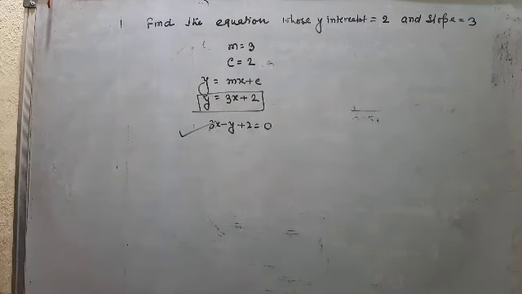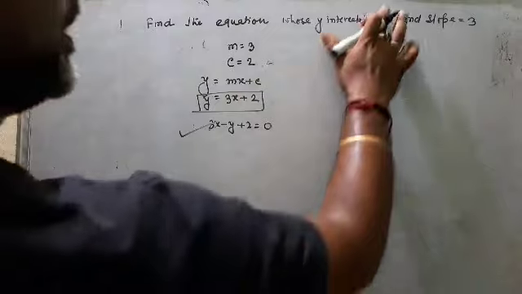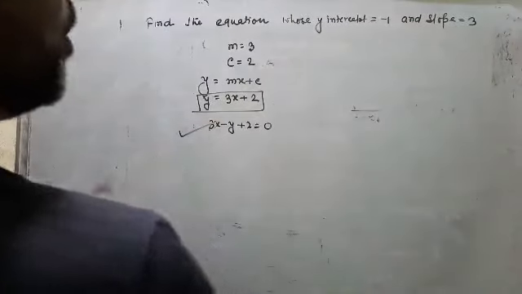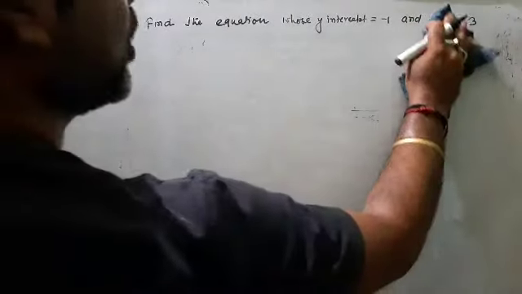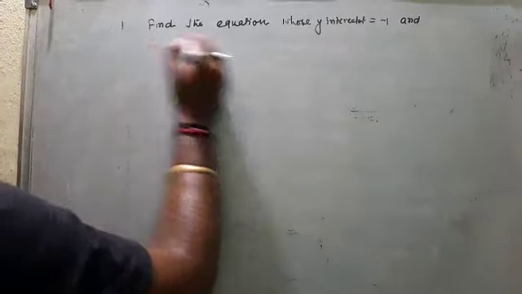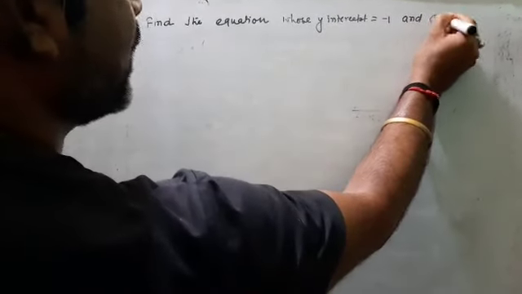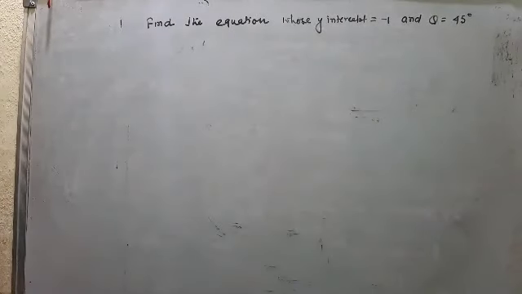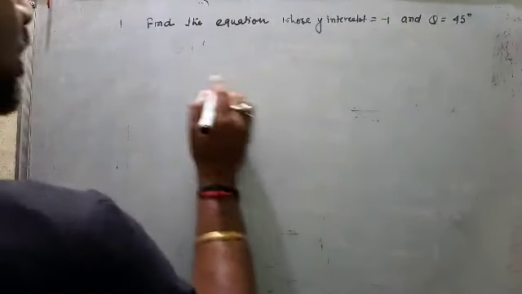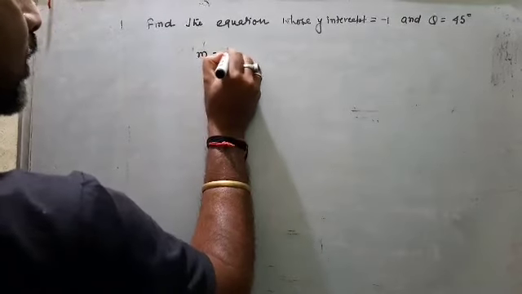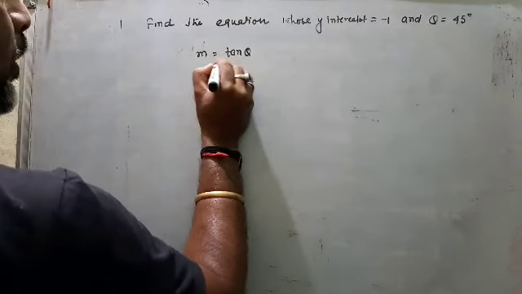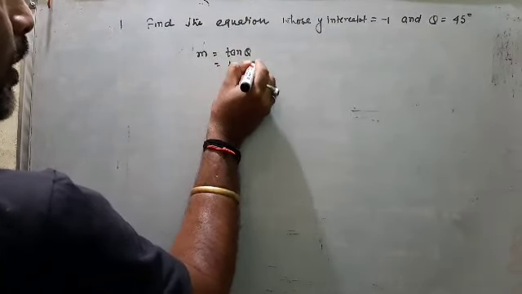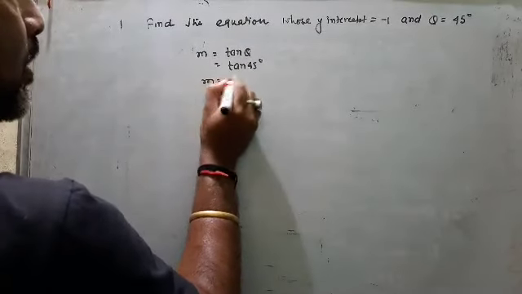Find the equation of line whose y-intercept is minus 1. Whose y-intercept is minus 1. And in place of slope it is given, the theta, angle of inclination, is 45 degree. So what do you do? Theta given, so m is equal to tan theta. So tan 45 degree. So m is equal to 1.